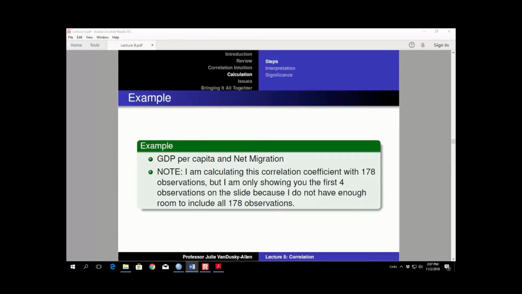Now I'm going to show you how to calculate a correlation coefficient. I will use data from the beginning of the lecture that measures the GDP per capita and net migration of individual countries. Note that I'm only going to show you 4 observations in the slides, but I used a total of 178 observations in this analysis.